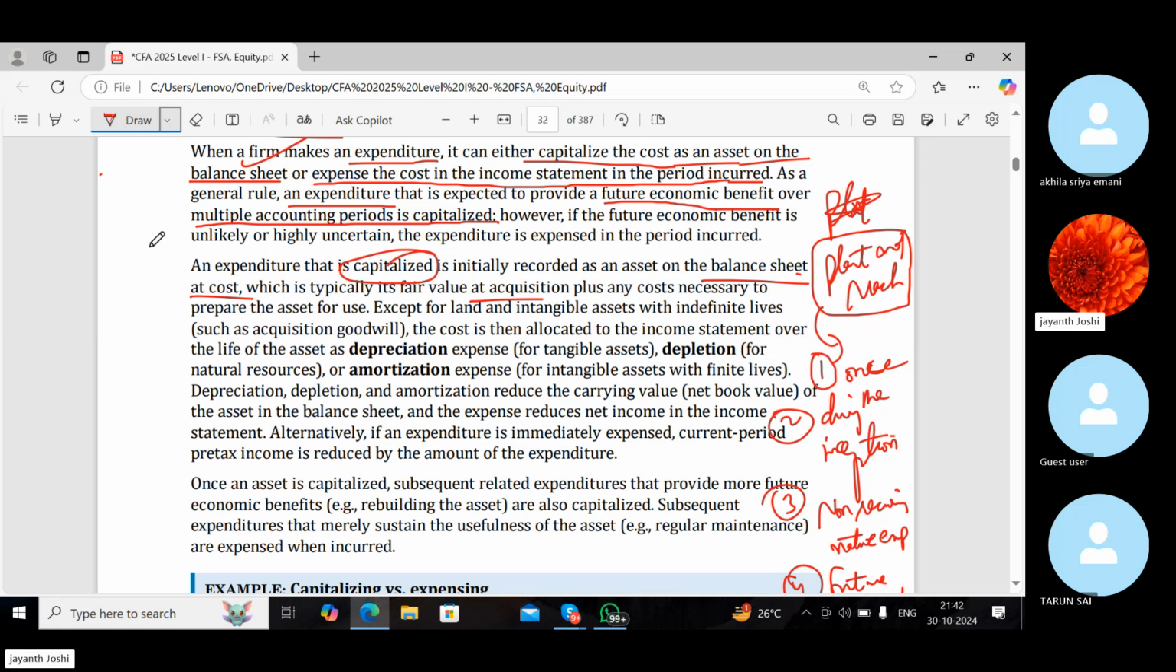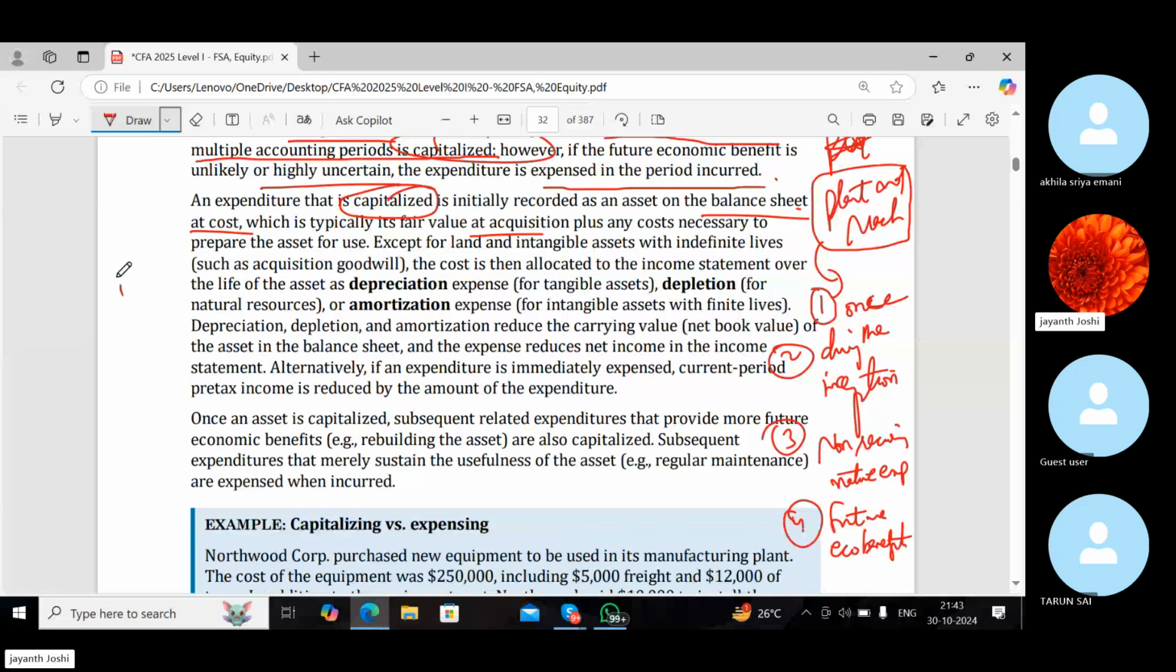Okay. So here the point is, as a general rule, an expenditure that is expected to provide future economic benefit over multiple accounting periods is capitalized. I already explained that. If the future economic benefit is unlikely or highly uncertain, the expenditure is expensed in the period incurred. So something which can give you economic benefits can be shown in the asset side of the balance sheet. If not, then you have to show it in the P&L. So, if I take property, plant and equipment, it gives economic benefits. So I'll capitalize it in the first year, and then every year it will be expensed via depreciation. Intangible assets via amortization, mining assets via depletion.